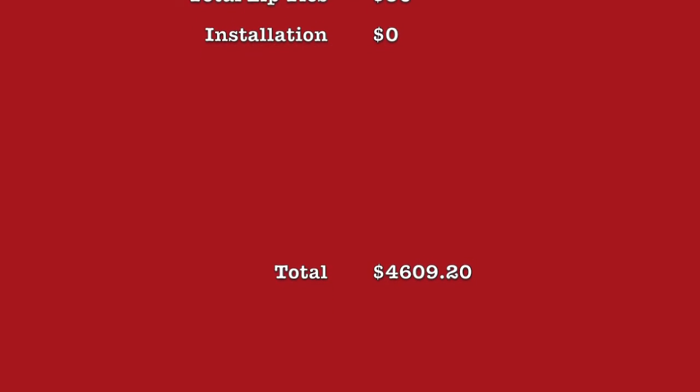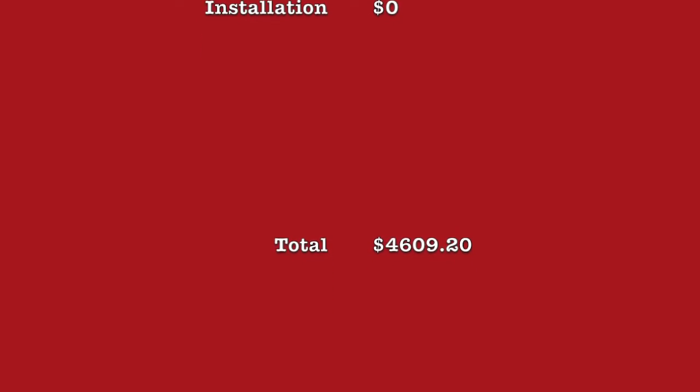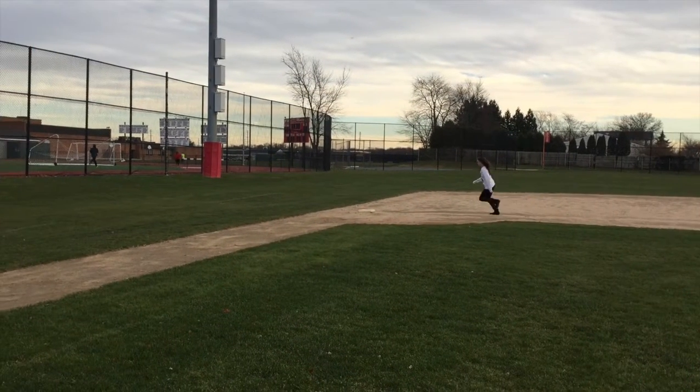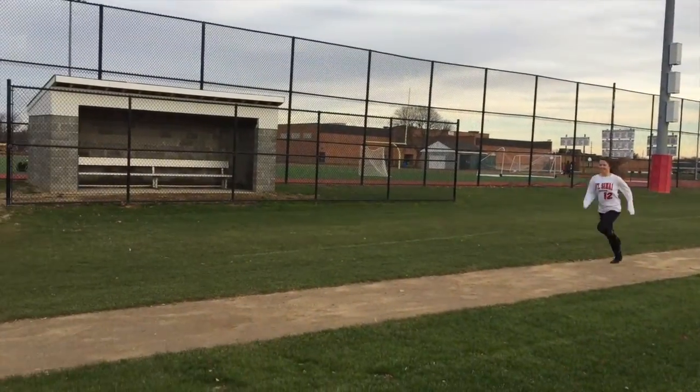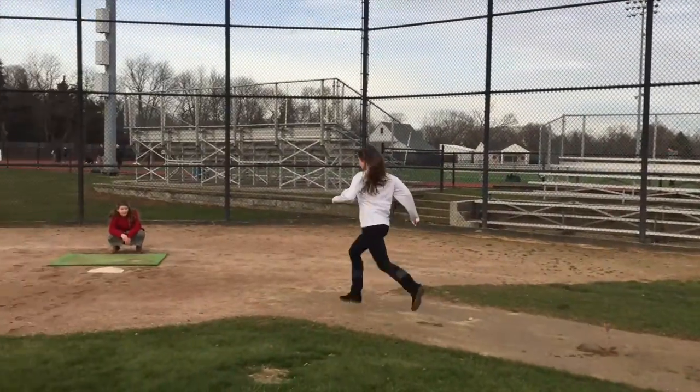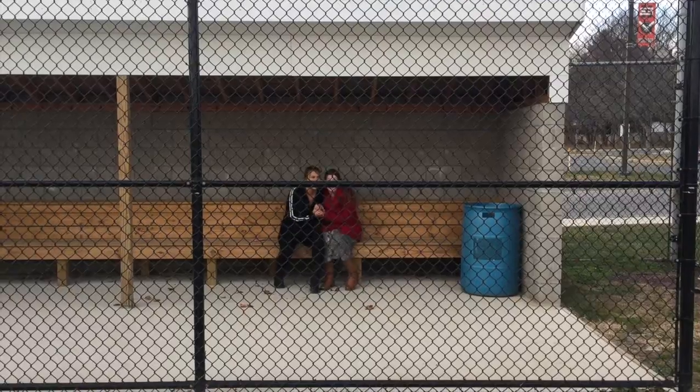The fence could also be installed by members of our faculty, so we would not need to pay an installation company for this. All of these expenses bring the total for the fence to $4,609.20. This money could easily be raised by fundraisers such as candy selling or allowing companies to advertise on the fence. You should choose our fence for not only the benefit of the baseball team, but the benefit of the entire school. Thank you.